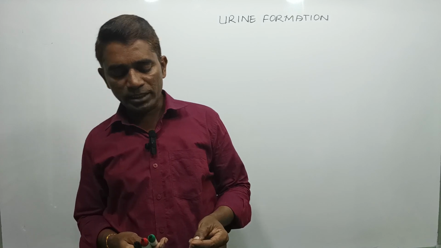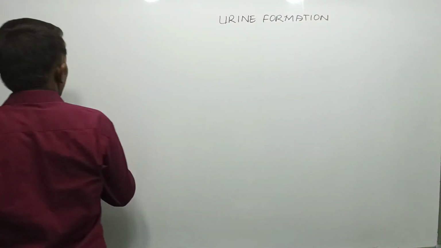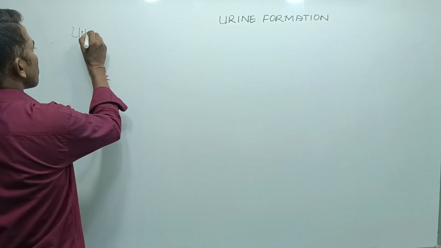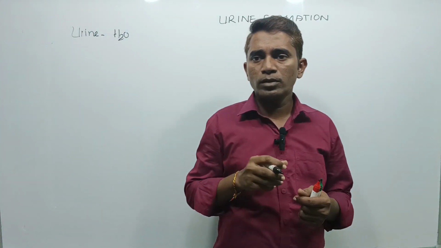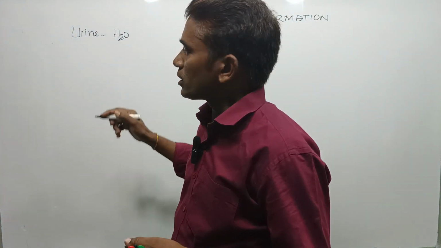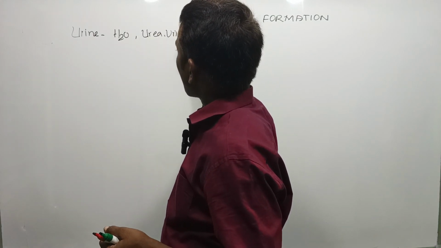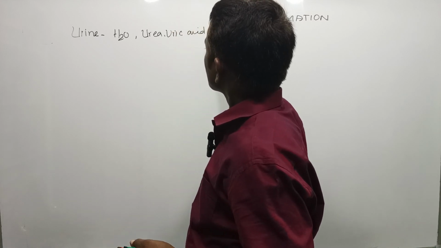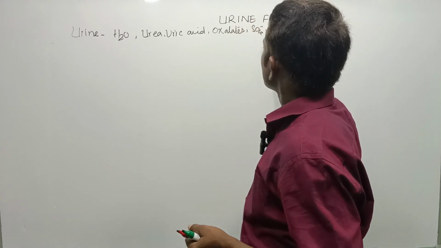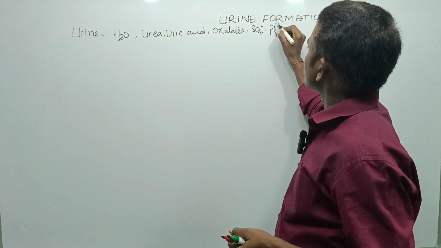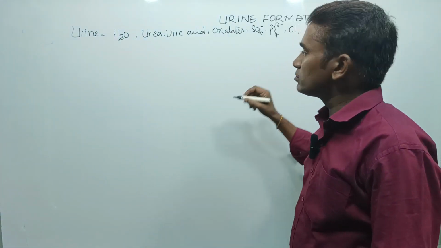In this video, I will be discussing urine formation. Urine is composed of water. In addition to water, it is composed of urea, uric acid, oxalates, sulfates, phosphates, chlorides, sodium, zinc.